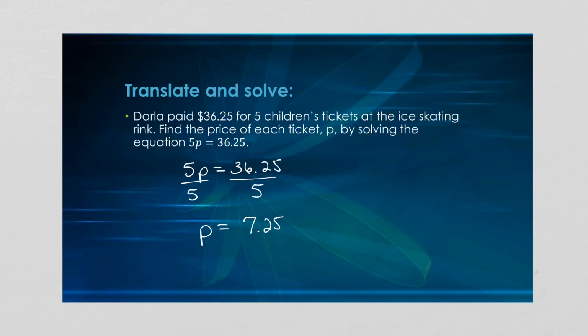This is a word problem though. This number or decimal of 7.25 is not going to be good enough. You have to label it 7.25 what? $7.25 per child's ticket.